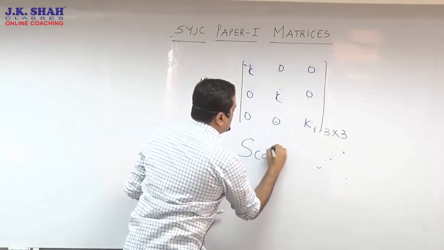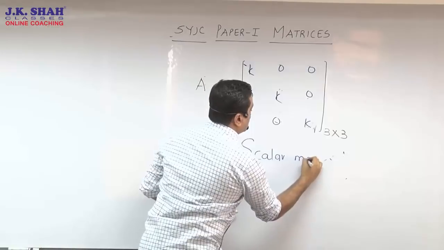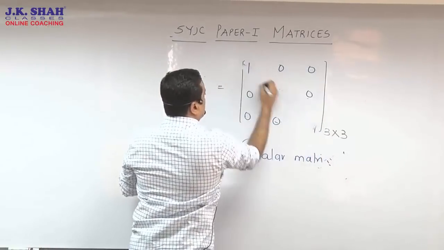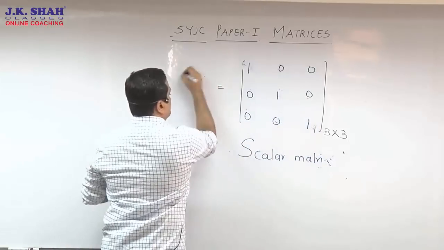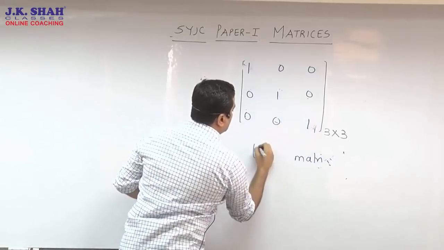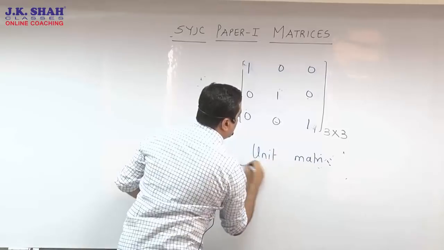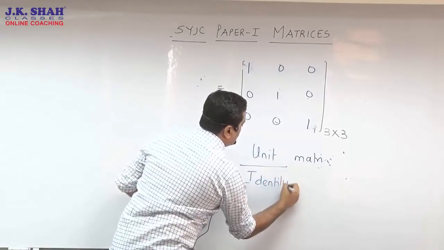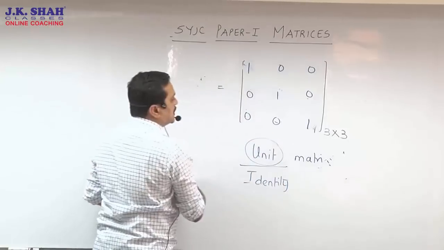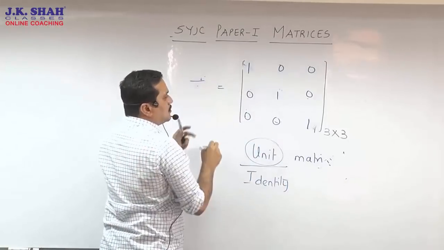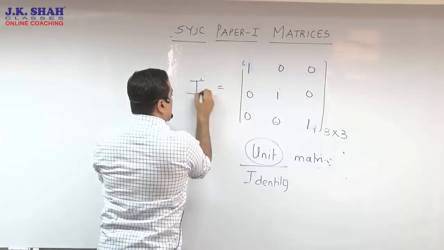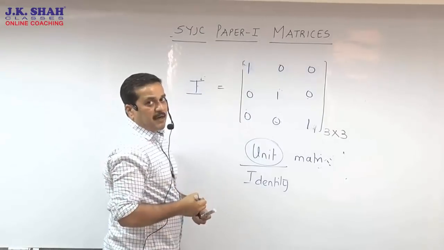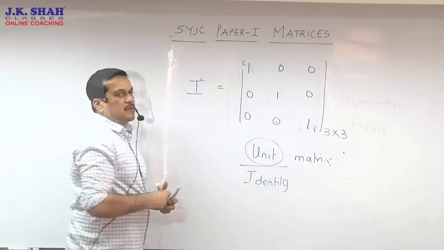And if they all become 1, 1, 1, then we say the matrix is a unit matrix. It's also called an identity matrix or a unit matrix, but I happen to use unit matrix more frequently. And the name cannot be ABC. The name you strictly have to use for this matrix is I, for identity matrix.